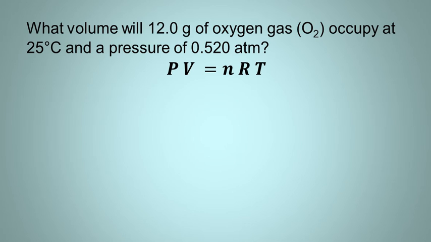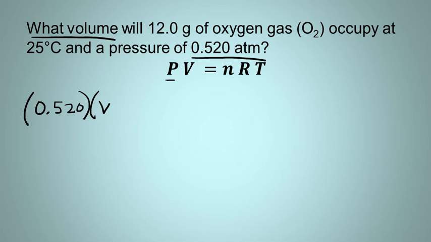So P is for pressure in atmospheres, and that's 0.520. So I'm going to plug that in here. Atmospheres. Now V is for volume, and we don't know what that is. It says what volume. So V is actually our unknown in this problem. Equals. Now N is for moles. But does the problem give us moles? It doesn't, does it? It just gives us 12.0 grams of oxygen gas.